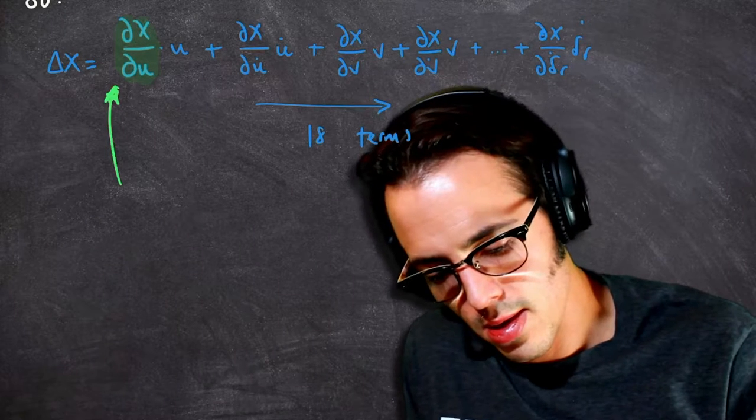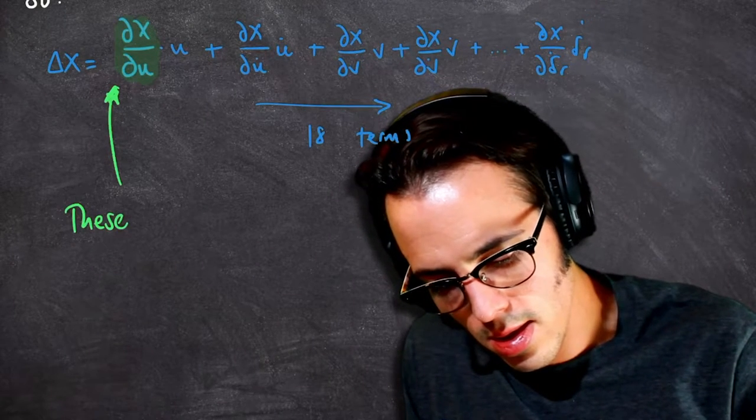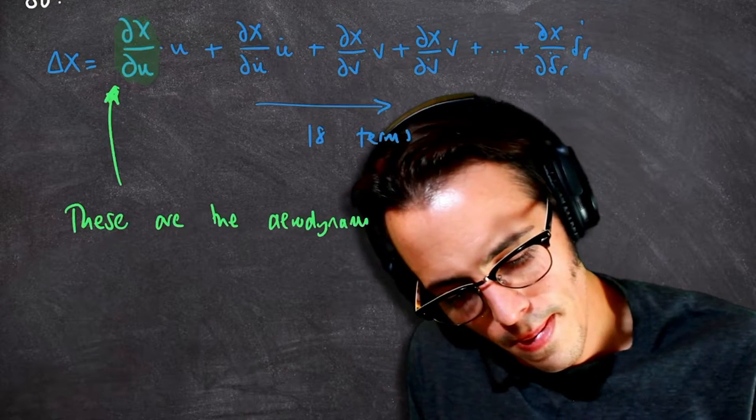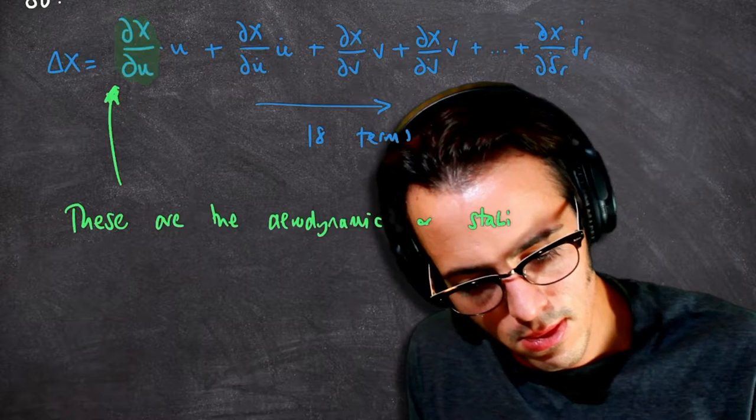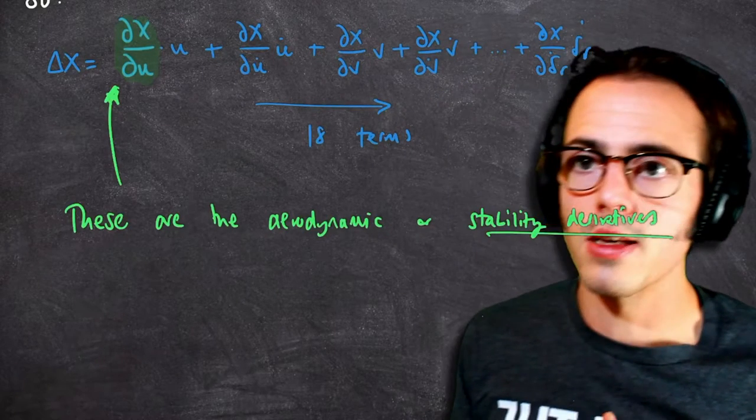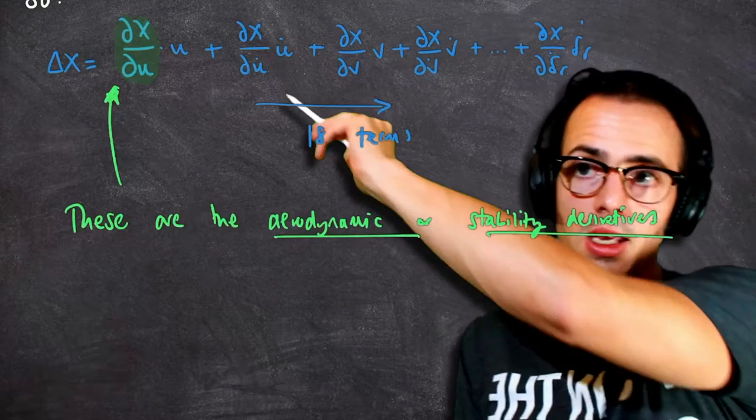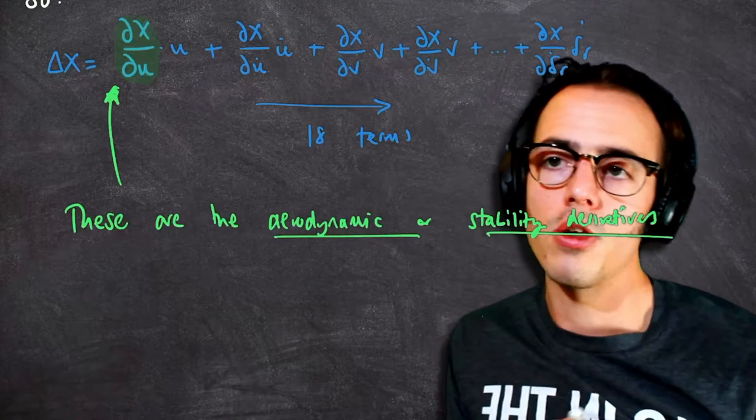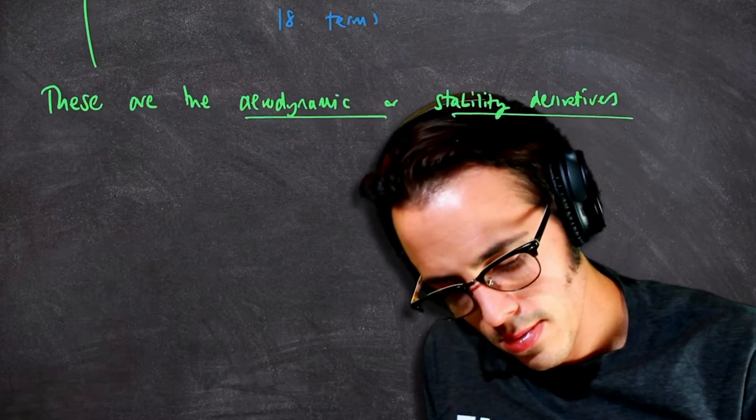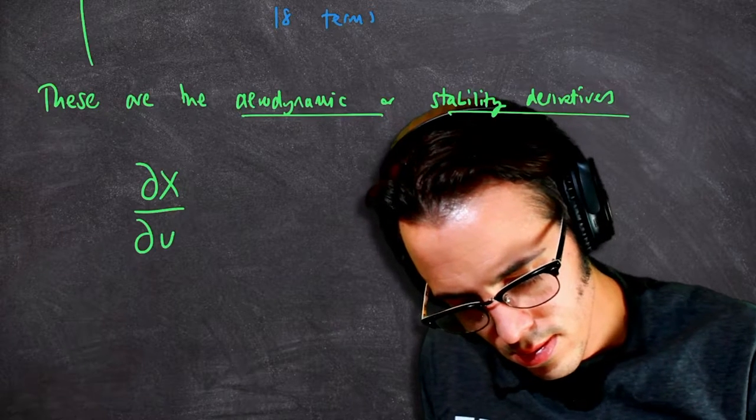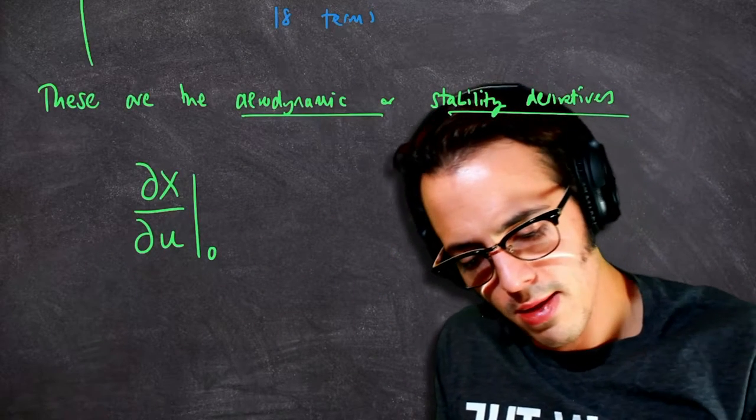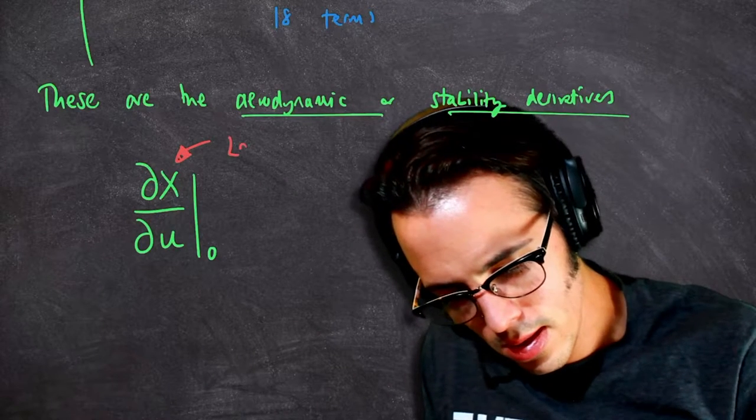So these are the aerodynamic or stability derivatives. And these denote the response of the aircraft to whatever we're looking at. So this would be the response in X force, so longitudinal force, due to a u, which is the lowercase u, the forward speed perturbation. And when we're writing them out, we should really put a pipe and a zero there. Let's just talk about what this means. So this is longitudinal force.